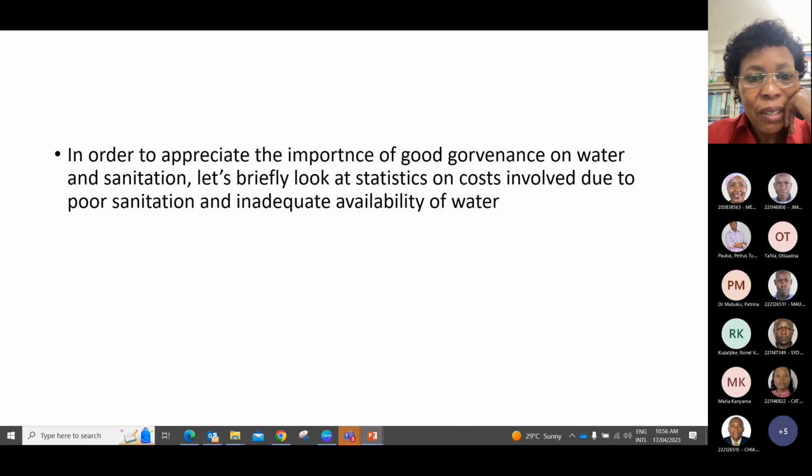So I said to myself, how can we appreciate the importance of good governance on water and sanitation? Maybe if we look at statistics on costs involved due to poor sanitation and inadequate availability of water, we might actually come to appreciate why we need good governance in place on water and sanitation to avoid all the costs that are involved because of inadequate availability of water and poor sanitation. Next, please.